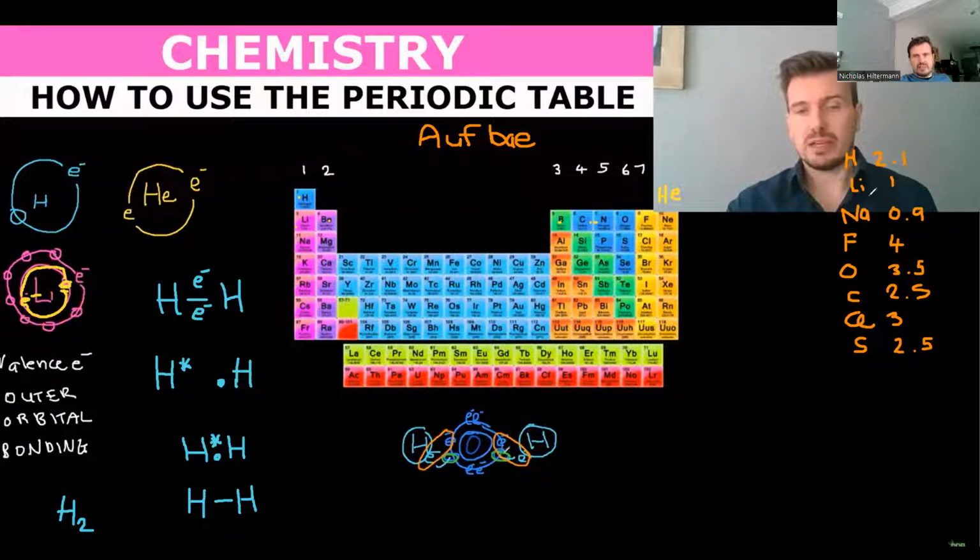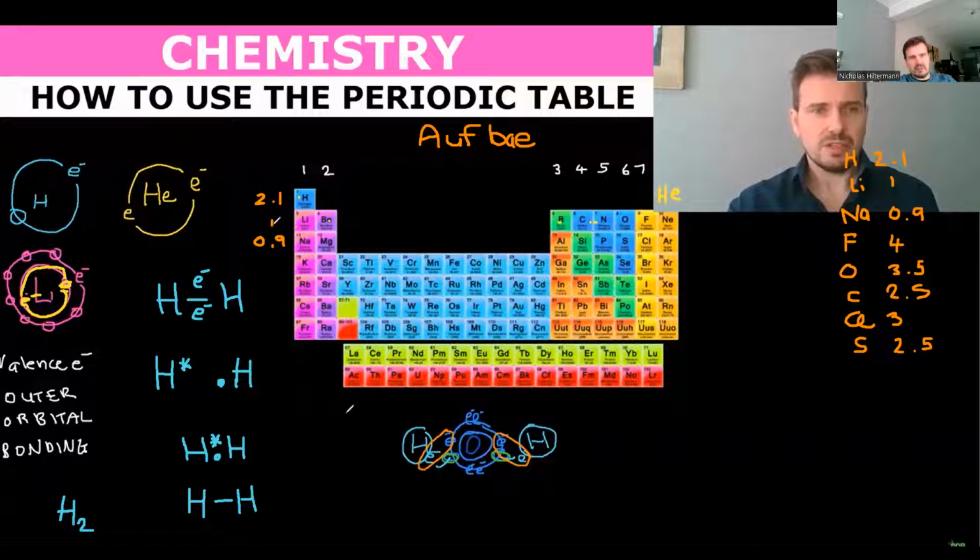electronegativity, I've written the values here. So if I was to write the electronegativities of some of these in orange, your hydrogen is 2.1, and your lithium is 1, and your sodium is 0.9. Notice that it gets lower and lower as we go down the periodic table. And if I was to write, okay, helium, neon, and argon, they don't have values.